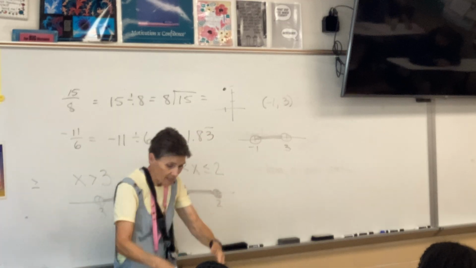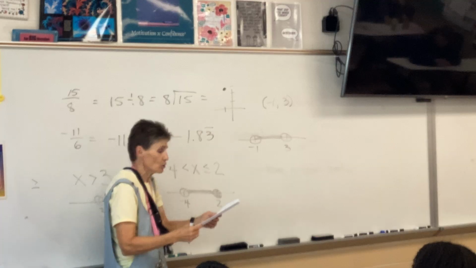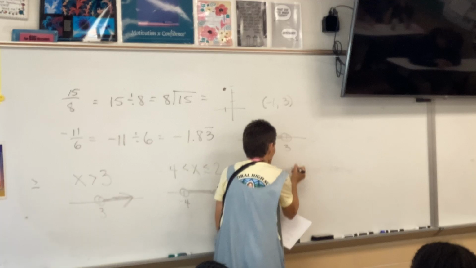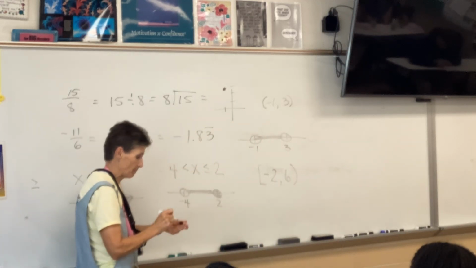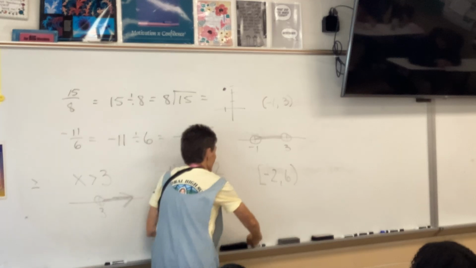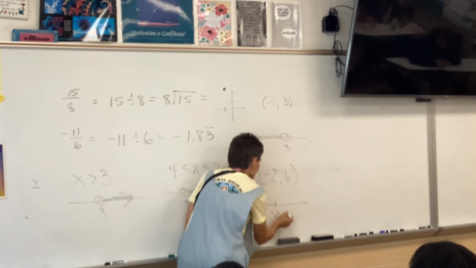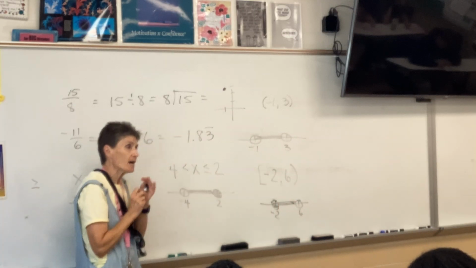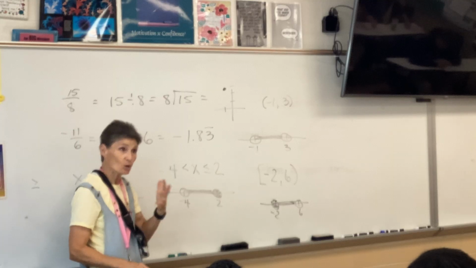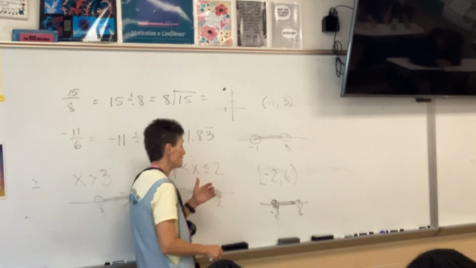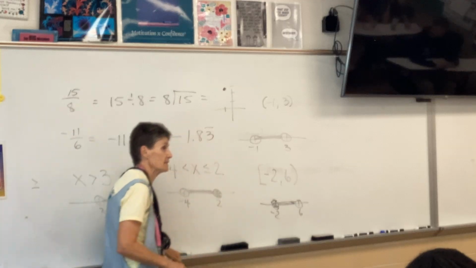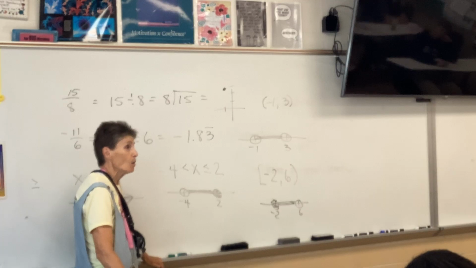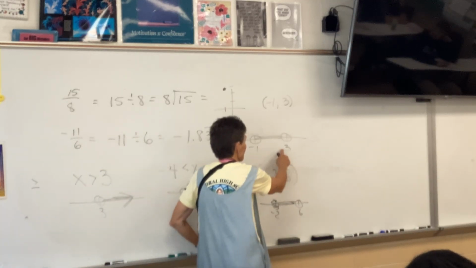Now wait, Mrs. Ford, how did you know that was an open dot? Well, look at the next one. What do you notice about that problem? There's a bracket. The bracket means a closed dot. So anytime you see parentheses, that's an open interval, that's an open dot. When you see the closed bracket, that means you have a closed dot. Always, you're going to shade everything in between.